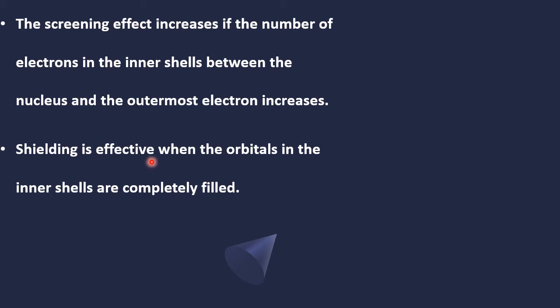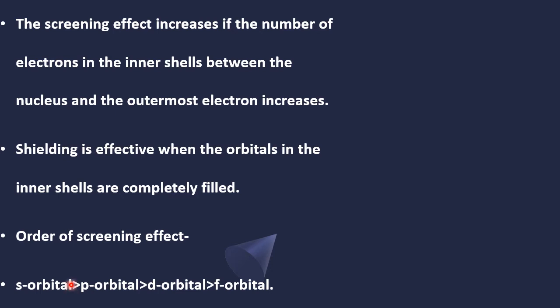Now, the order of the screening effect: the s orbital will shield more than the p, than the d, than the f. Why? Again, because of the shapes of these orbitals. The s orbital is spherical, the p orbital is dumbbell-shaped, the d orbital is double dumbbell, and the f orbital has many more lobes.